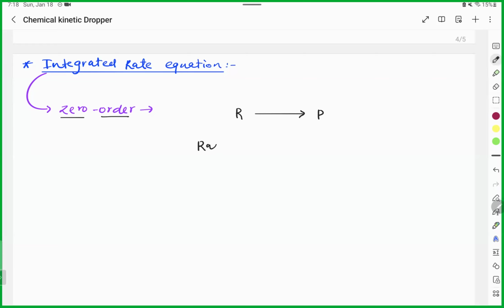If you take the rate of the reaction, the rate of reaction for the reactant will be minus dR by dt. And if you apply the rate law, then it is the rate constant times R to the power zero, which makes it only proportional to the rate constant. Correct. Anything to the power 0 is equal to 1. So we can say dR is equal to k dt.